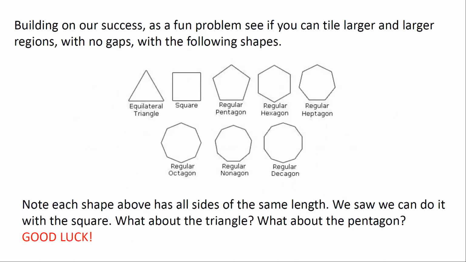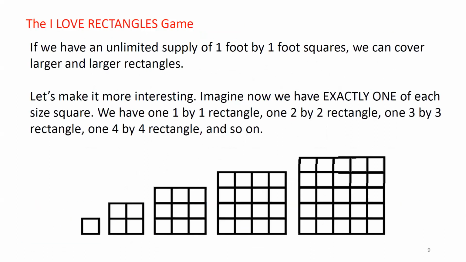So note that each shape has all sides of the same length. We just saw we can do it with a square. Can you do it with a triangle? What about the pentagon? And when you put the shapes down, you can rotate them, you can spin them, but you have to put them together with no overlap, and so that there's no gaps. You could do triangles in a triangle.